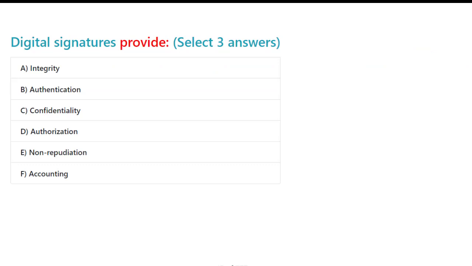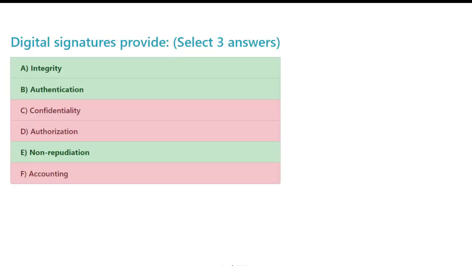Digital signatures provide, select three answers. A. Integrity. B. Authentication. C. Confidentiality. D. Authorization. E. Non-repudiation. F. Accounting. The correct answers are A. Integrity. B. Authentication. E. Non-repudiation.